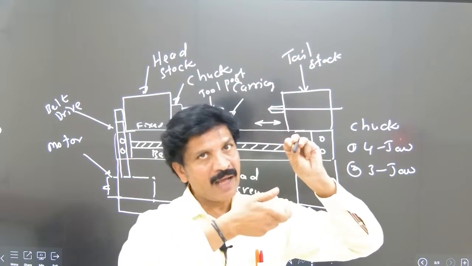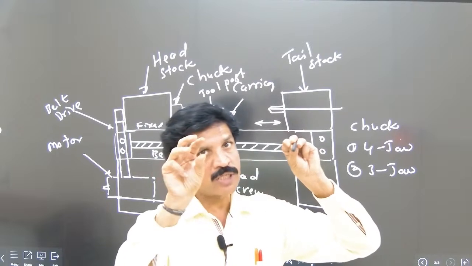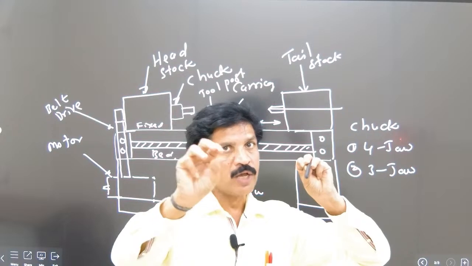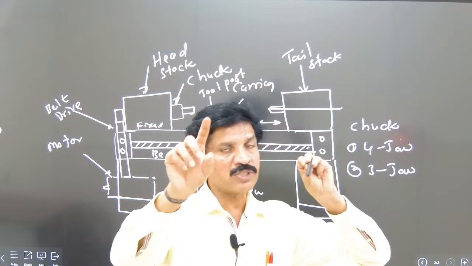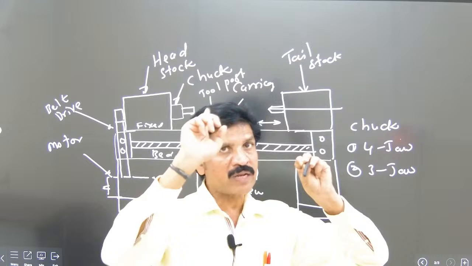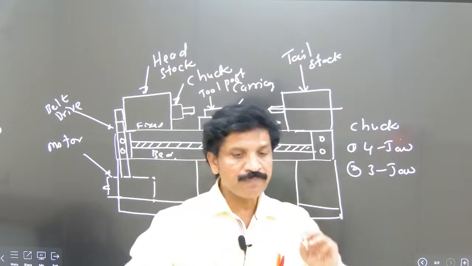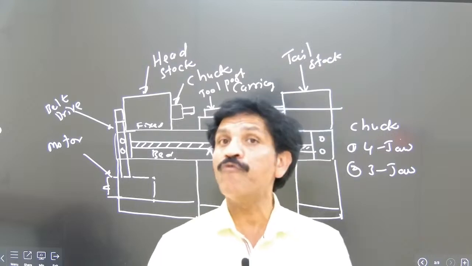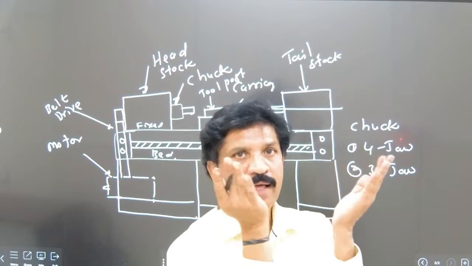So to tighten the jaws, that means all the jaws are operating just like this one, opening as well as closing. There are 2 types of jaw chucks: the 4 jaw chuck and the 3 jaw chuck. Here the accuracy of the operation depends upon how we fix the workpiece in the chuck.